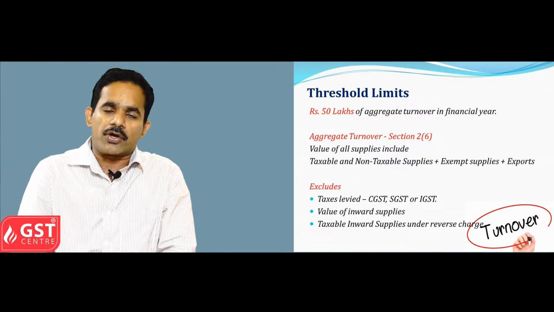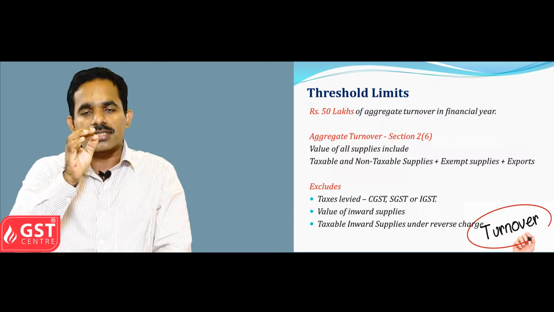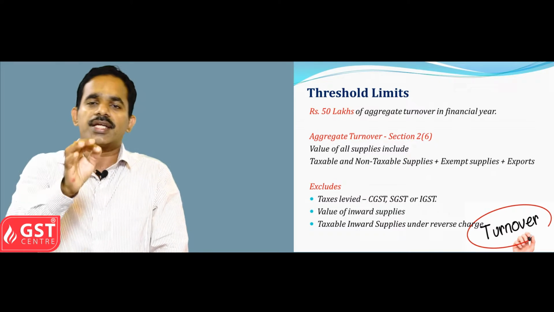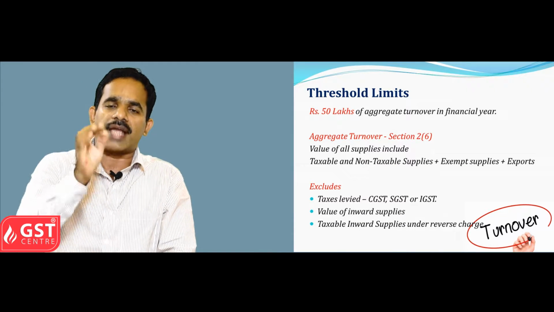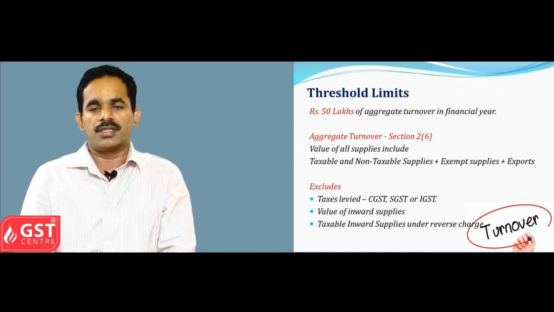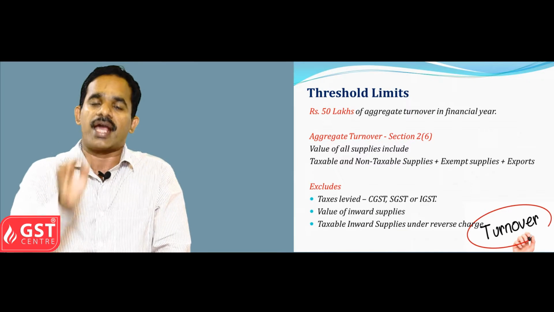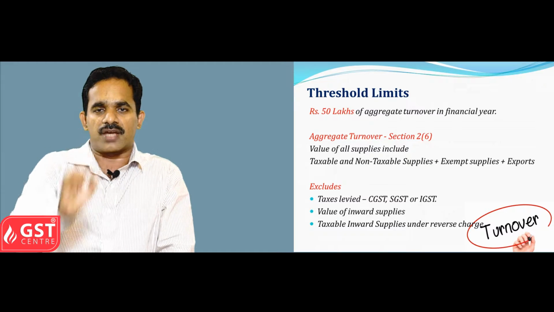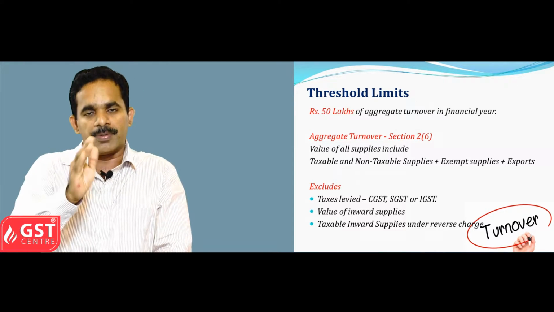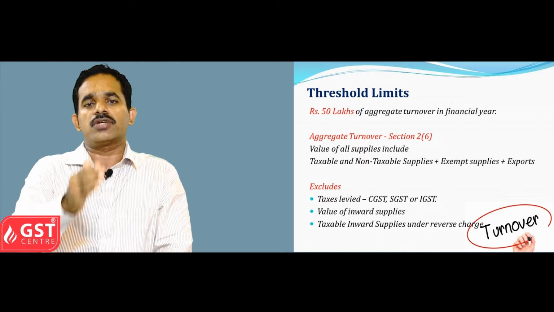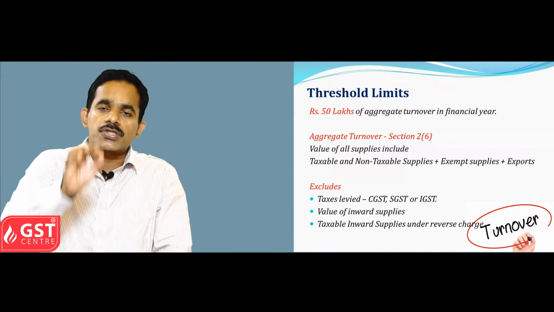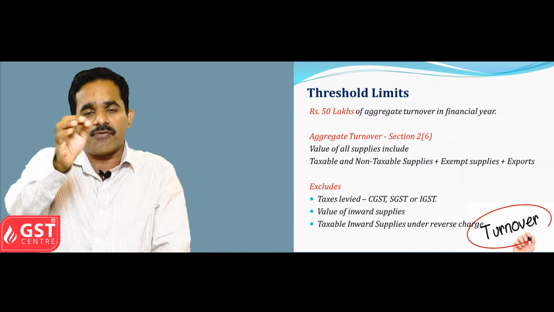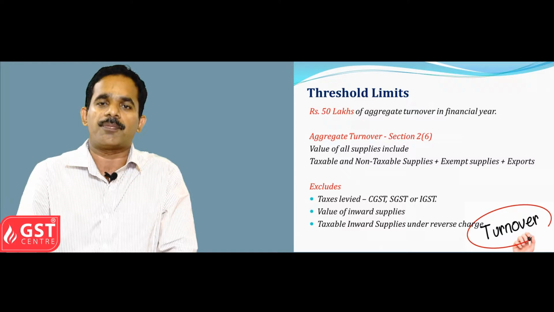The aggregate turnover is defined as per section 2 subsection 6 of the GST Act. The aggregate turnover includes all taxable or non-taxable supplies, exempt supplies and exports. It excludes any GST, that is goods and services tax paid, that may be SGST, CGST or IGST. It also excludes inward supplies or taxable inward supplies under the reverse charge mechanism.